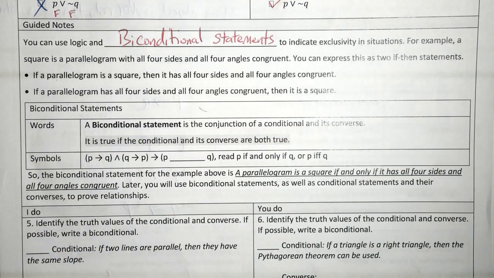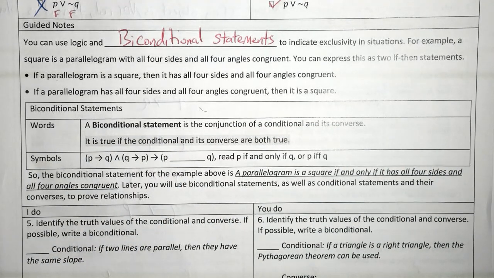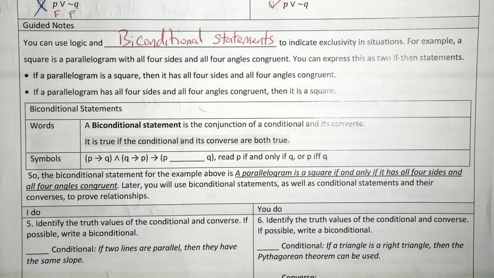Alright, you can use logic and biconditional statements to indicate exclusivity in situations. For example, a square is a parallelogram with all 4 sides and all 4 angles congruent. You can express this as 2 if-then statements. If a parallelogram is a square, then it has all 4 sides and all 4 angles congruent. You also say if a parallelogram has all 4 sides and all 4 angles congruent, then it is a square.